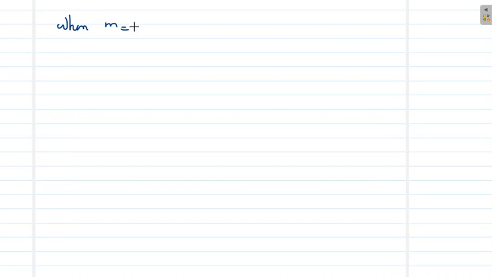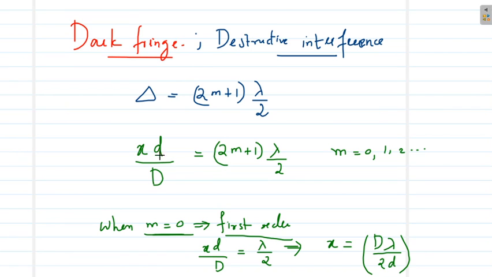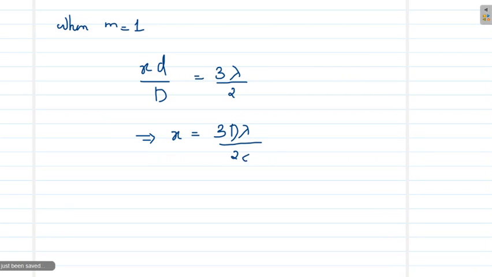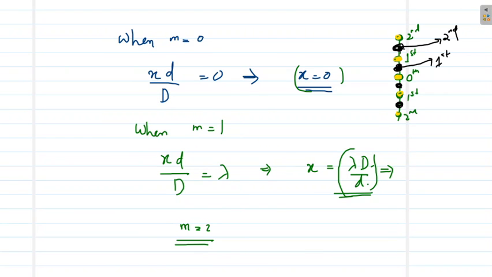When m equal to 1 in this equation, x d by d is equal to (2 into 1 plus 1) divided by 2 into lambda. That is, x d by d is equal to 3 lambda by 2, which implies x is equal to 3d lambda divided by 2d. So that is at a point 3 by 2 d lambda by d. If you find that, this is that point. In between 1st order and 2nd order bright band, you will have the 2nd order dark band.